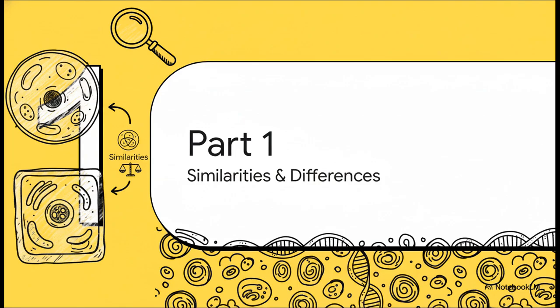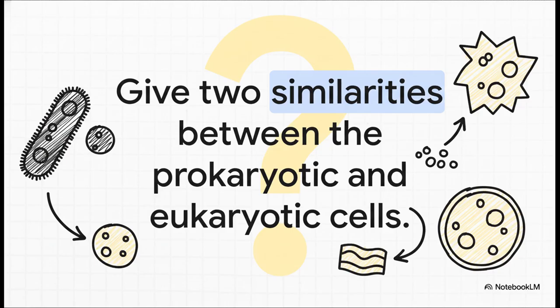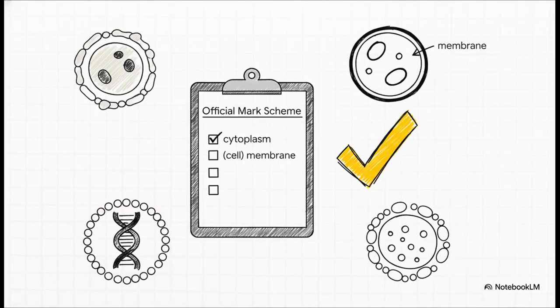Let's get into it. Right, question 3.1, a nice 2 marker to get us warmed up. The command word is give 2, so that's exactly what we're going to do. We need to find 2 things that the simple bacterial cell and the more complex plant and animal cells have in common. So what does the mark scheme say? Well, you've got a few options here. Any 2 from this list will get you the marks. They all have cytoplasm, they all have a cell membrane, and yep, they all have DNA and ribosomes. It's that simple. Just pick the 2 you're most sure about, write them down, and that's 2 marks in the bag.